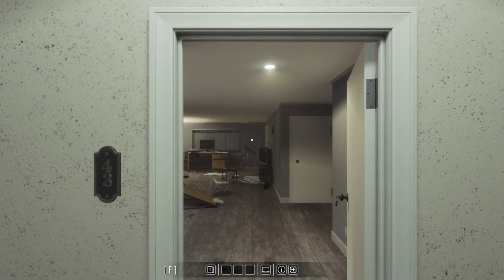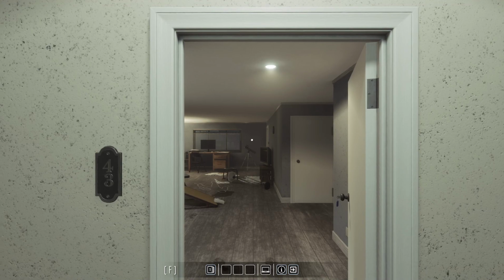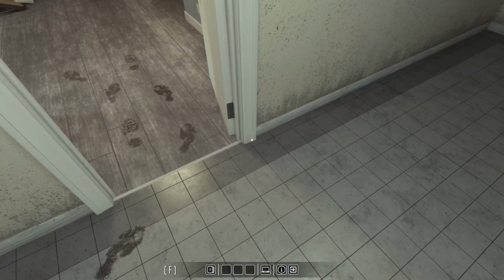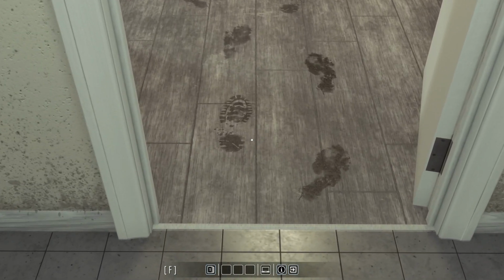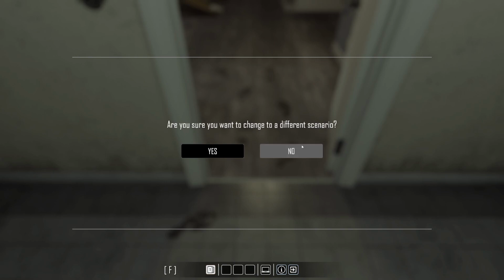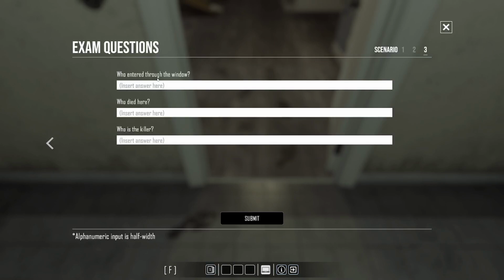This is November 16th, 2018. We have footprints. We have seen those footprints. What are the questions then? Who entered through the window? Who died here? Who is the killer?